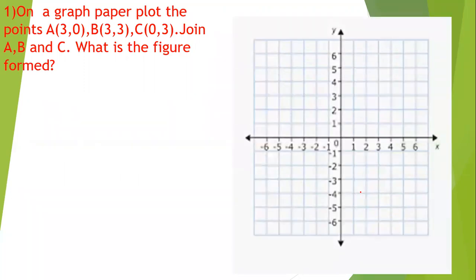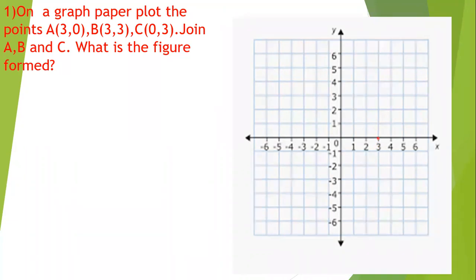So let's start with the plotting. You can see a graph paper on your screen. And I have drawn x-axis, y-axis, and then I have marked the origin also. Now start with the plotting. A is (3, 0). So since it is (3, 0), the point is on the axis. Y coordinate is given as 0. It means the point is on x-axis. So on x-axis, we can see 3 over here.